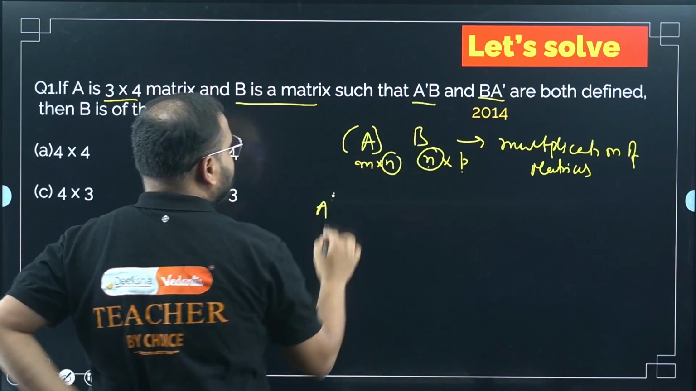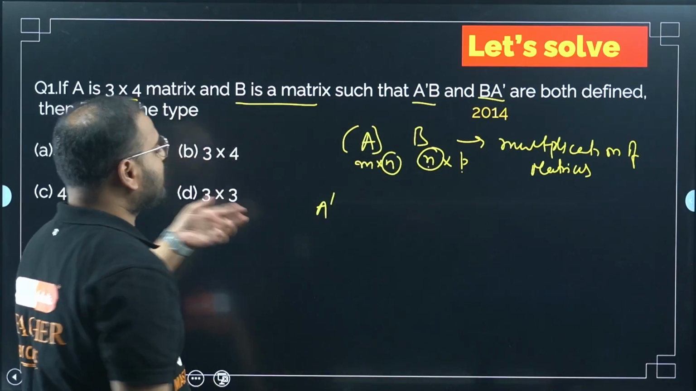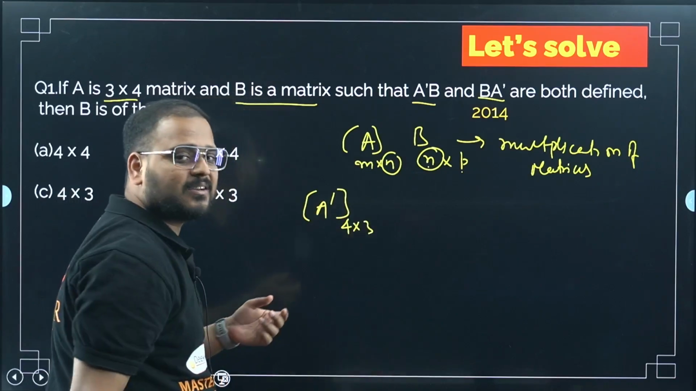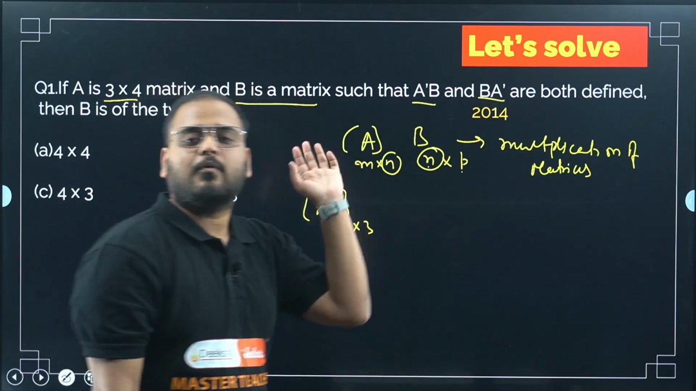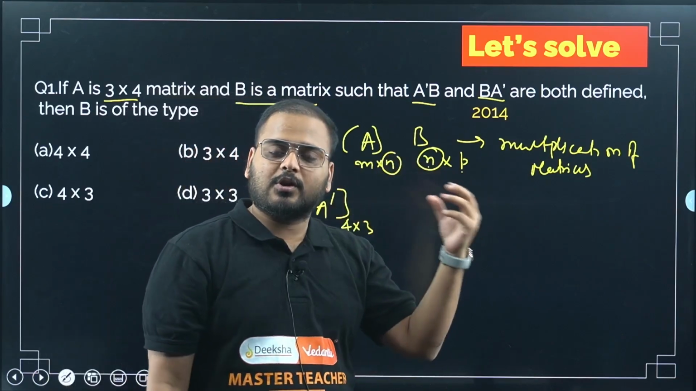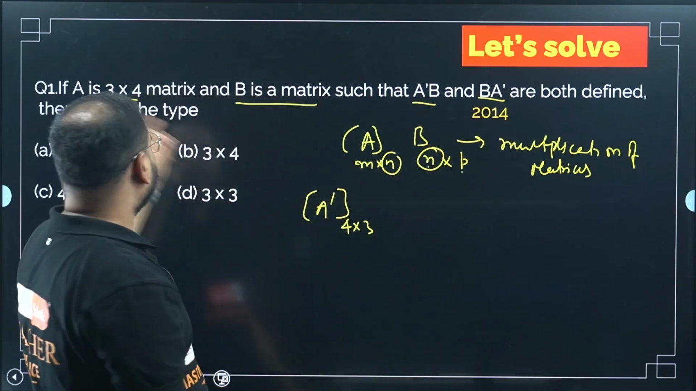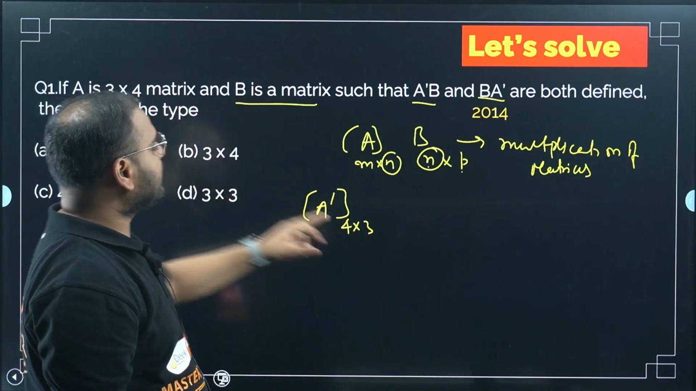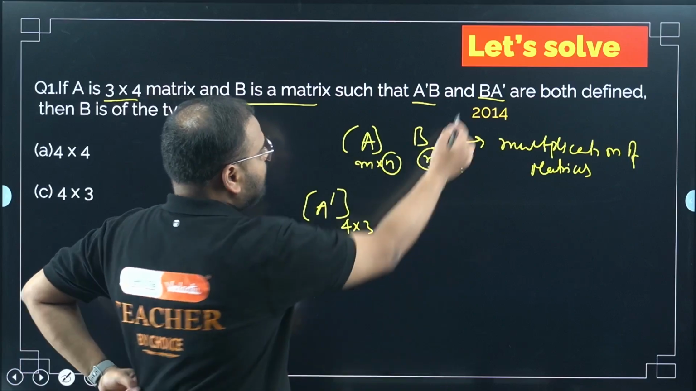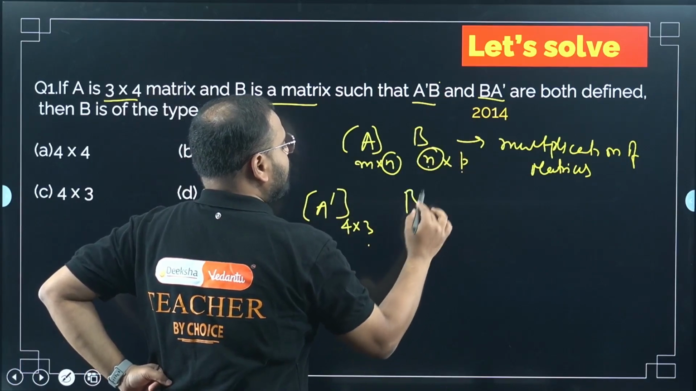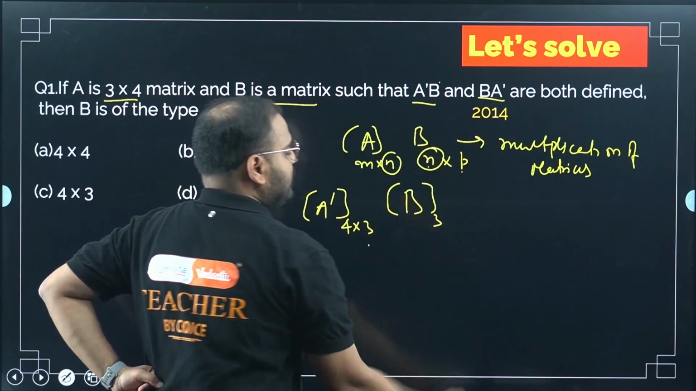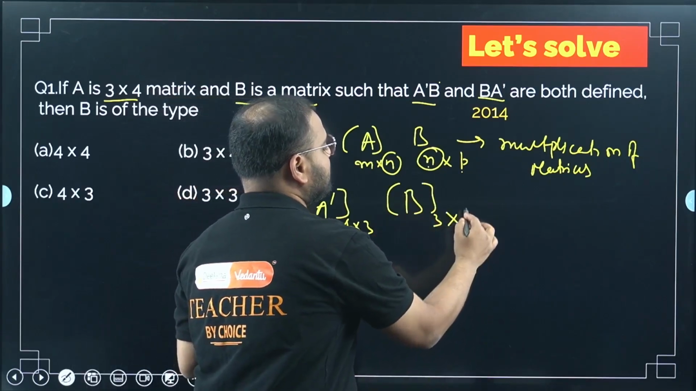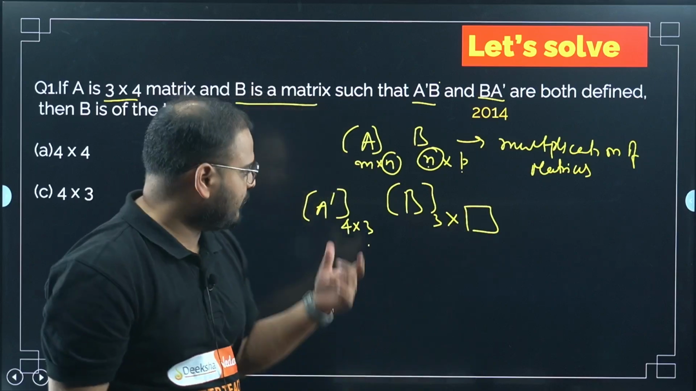So if I say A dash B, and the order of A is 3 cross 4, the order of A dash will be 4 cross 3. Why, sir? What is the meaning of dash? Transpose. What is the basic idea of transpose? The rows become columns and the columns become rows. So the column 4 will become the row 4, and the row 3 will become the column 3. Okay. So what is the next one? B. We know one thing for sure, that the number of rows in B has to be 3. We don't know the missing number of columns. We'll see that for the next one.